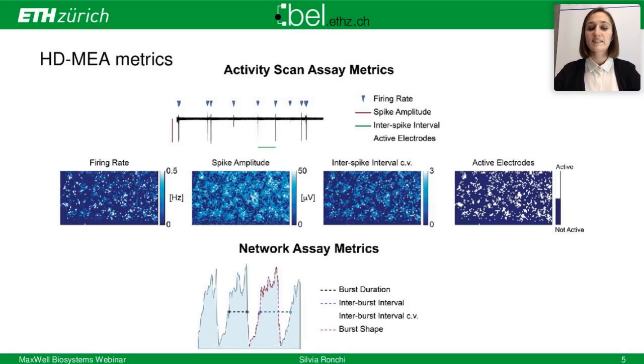Now, moving to the network assay metrics, as you may already know, neurons, when cultured in vitro, after a few days start to form connections between each other. And then they have this synchronous activity that we can call network burst. Maria already showed you a plot similar to this one.